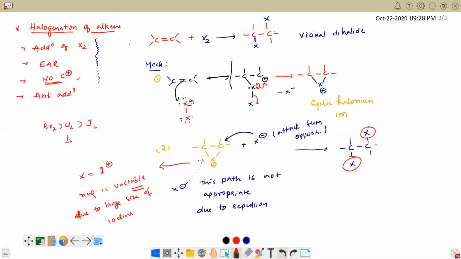Here chlorine involves high bond energy. So this bond energy is required in this case. If X is chlorine, what happens? Size is okay, but it involves high bond dissociation energy. So that's why bromine is very comfortable. Generally, we use bromine. Got it?